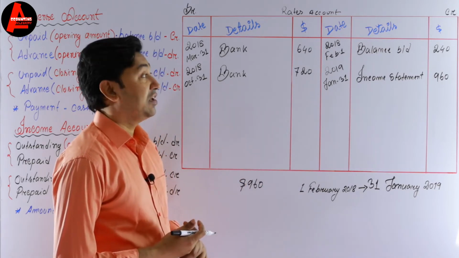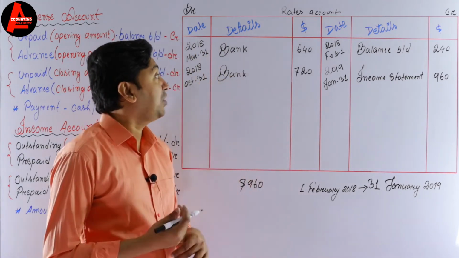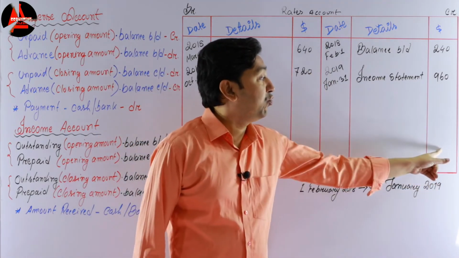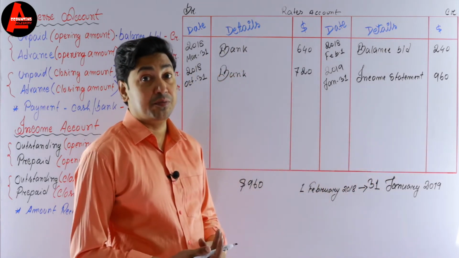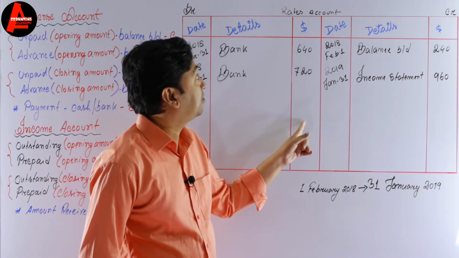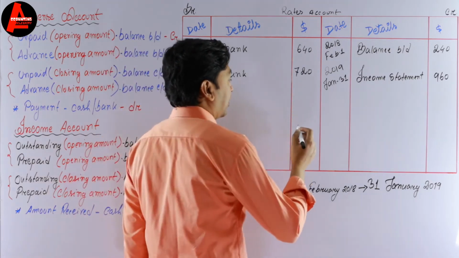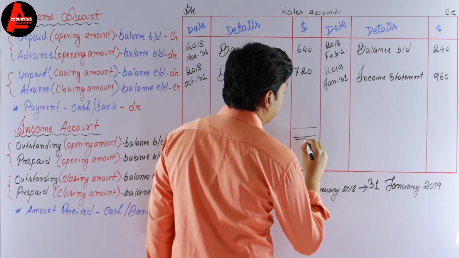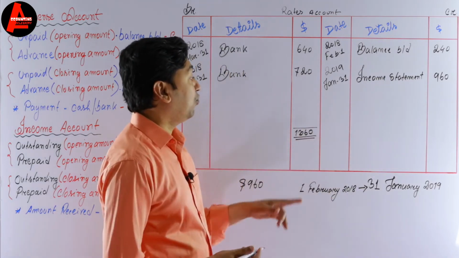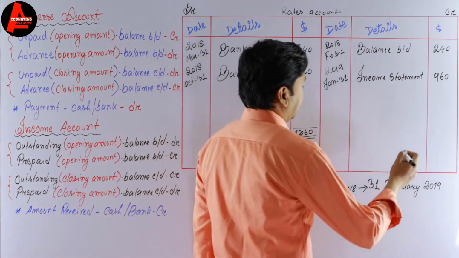Now what to do? We have to balance it. How to balance it? To balance it, we have to compare this dollar column to this dollar column. We have to check which column is greater in terms of money value. If we compare, we see this debit column is greater. So let us add up this column. If we add these two values, we get $1,360. Now we will take this amount to the opposite dollar column. Let us take it here.